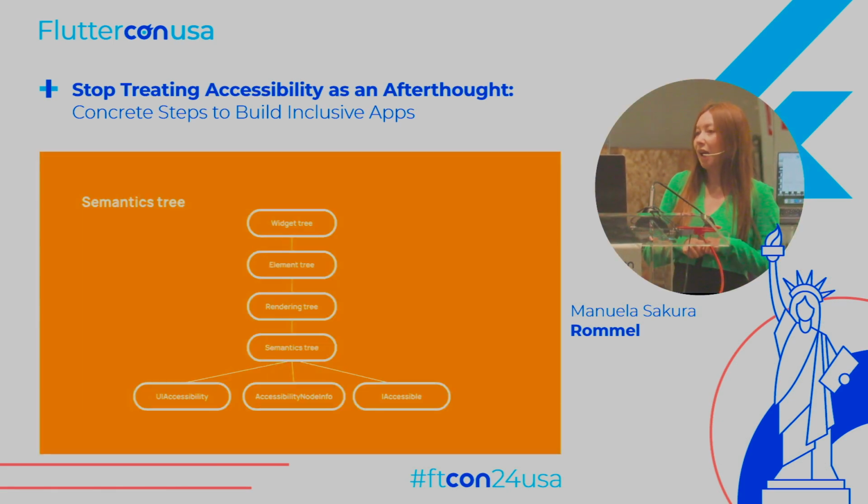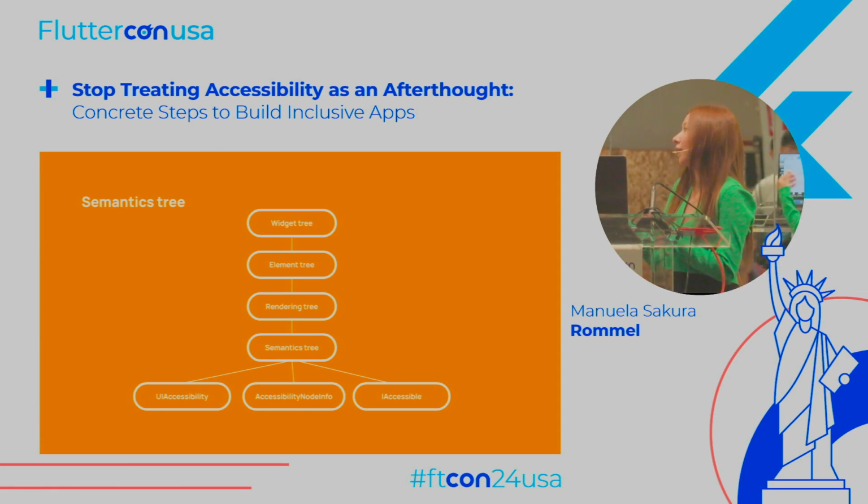And if we look at how the semantics tree is created, when we write widgets, we create a widget tree. Then we have an element tree created out of that, which stores, for instance, state. Out of this element tree, the rendering tree is created, which then creates a semantics tree, which converts to the platform-specific objects like UI accessibility or accessibility node info.